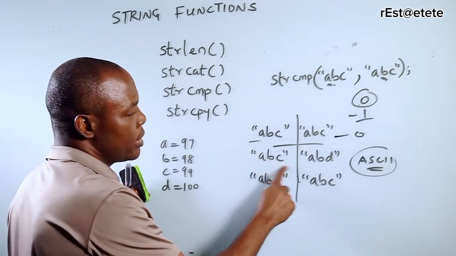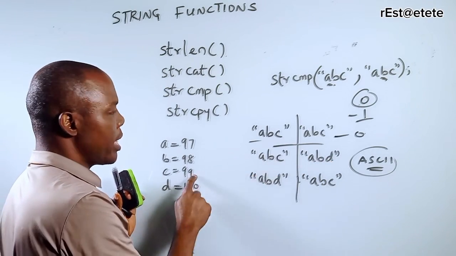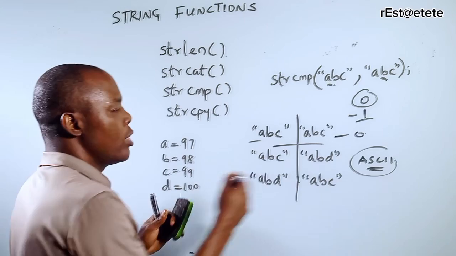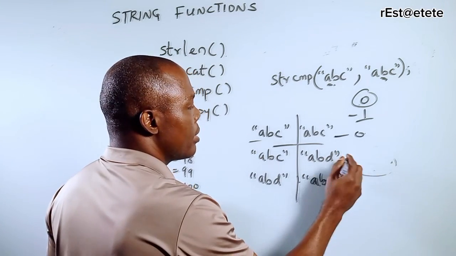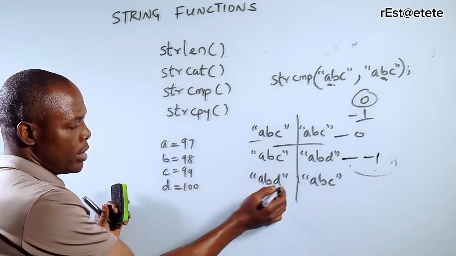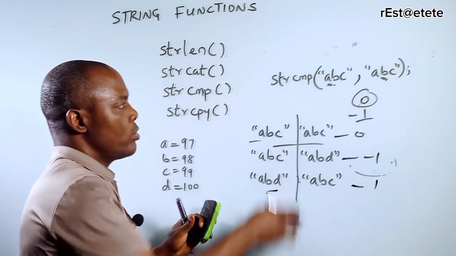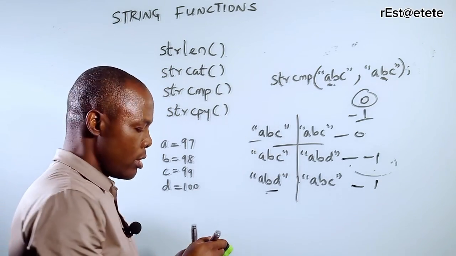If you check ABC, ABD, D is 100, C is what? 99. So this one is higher than this one. So if you compare them, this one will return -1. ABD, D is 100. This one is higher than this. This one will return 1. So that's what this string compare does.